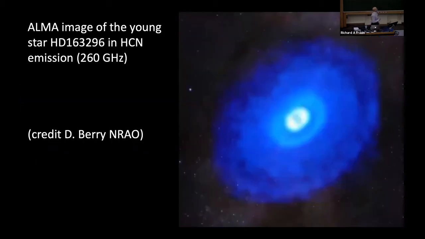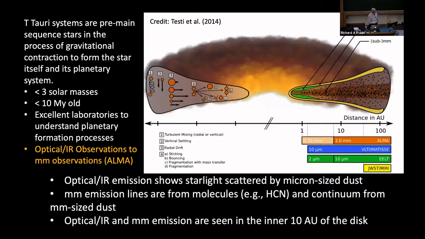So here's a beautiful image from ALMA taken in the line of hydrogen cyanide. And what I'd like you to point out is that there's a lot of structure to this disk, and it would be nice to take an optical measurement and see what this structure is. So now here's a cartoon, and basically the idea here is that with optical infrared, what you're seeing is the starlight reflected by micron-sized dust grains. And that comes from the surface of the disk.